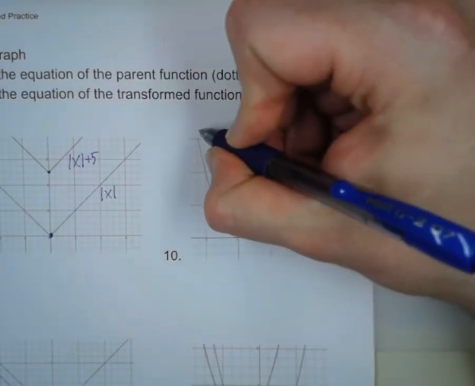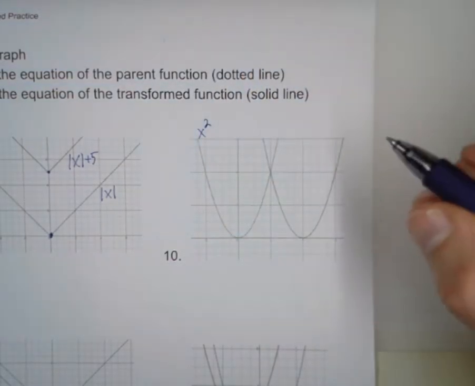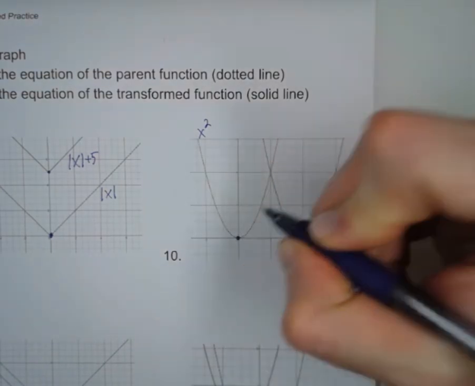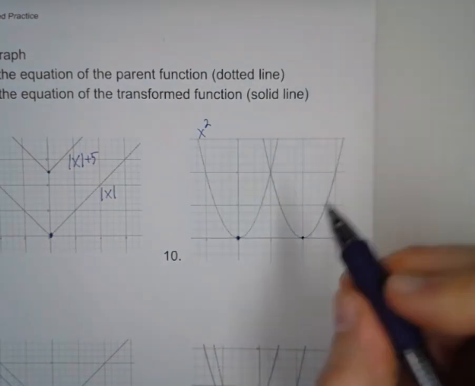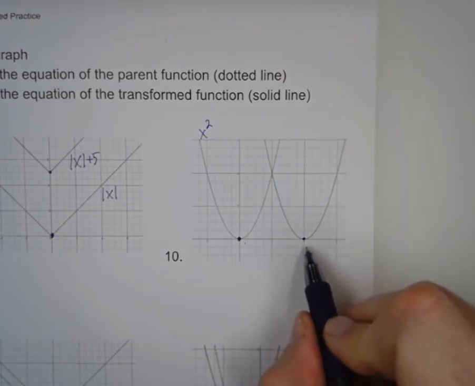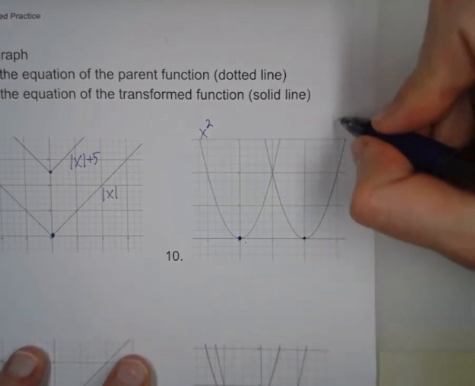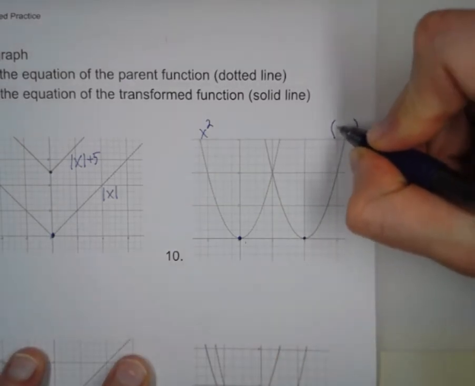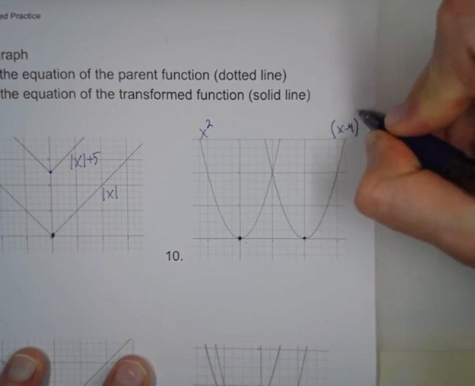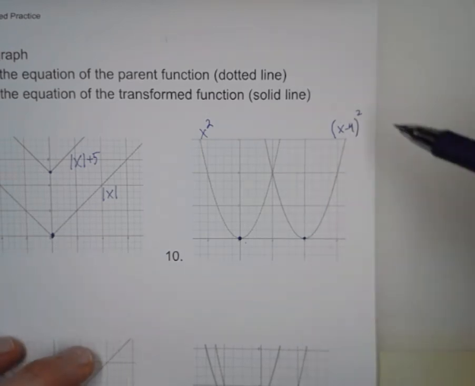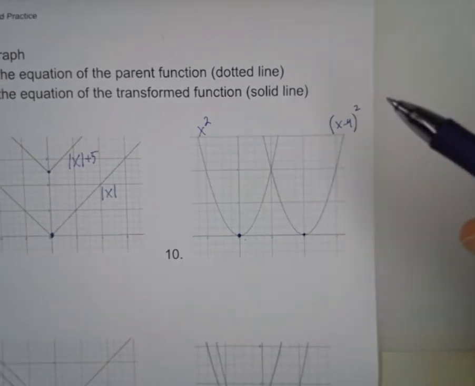Number 10, here we've got this graph. This is x squared. And so what happened here? Well, let's look at this vertex versus this vertex. And it went from 0 to 4. This is very hard to see on the video, but you'll just have to take my word for it. Now that means we added 4 to the x value. So that means I'm going to subtract 4 before I square it. So this is quantity x minus 4 squared.